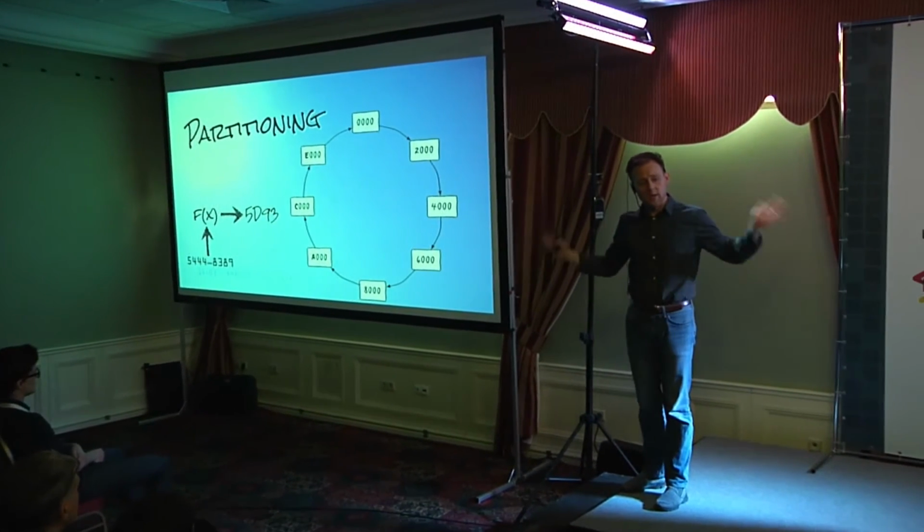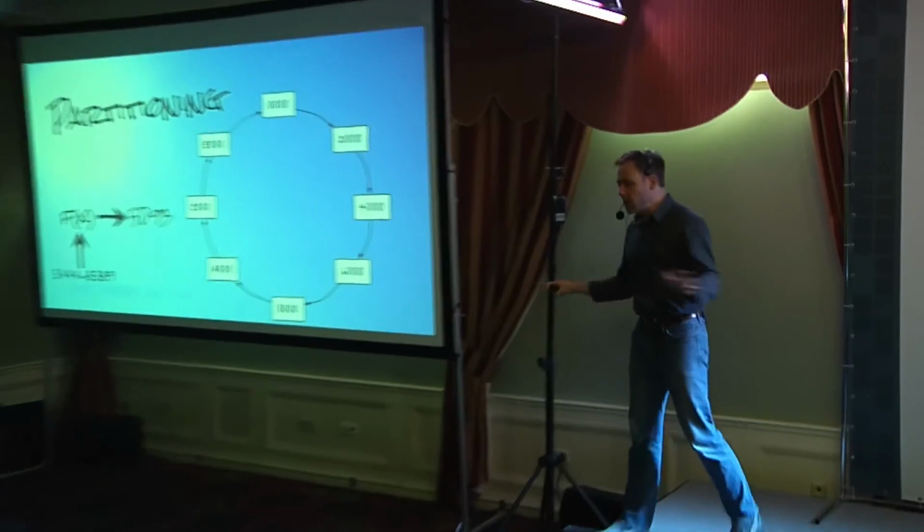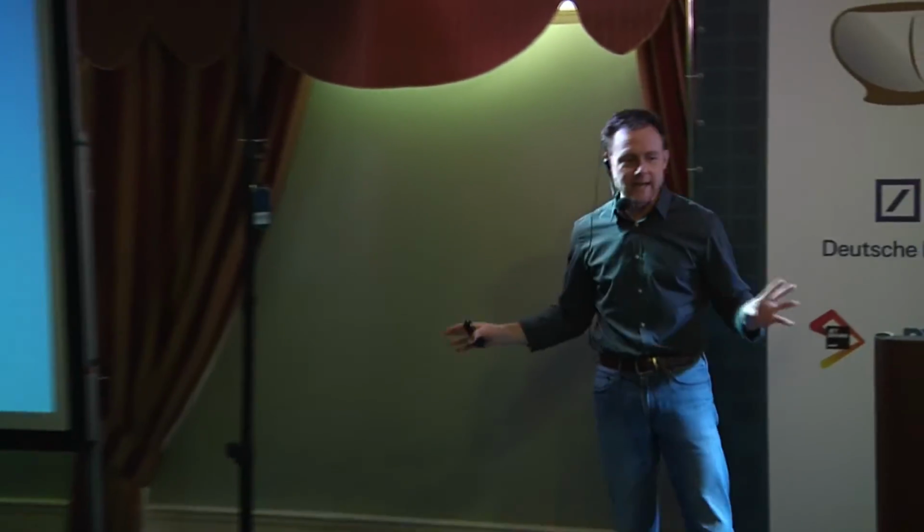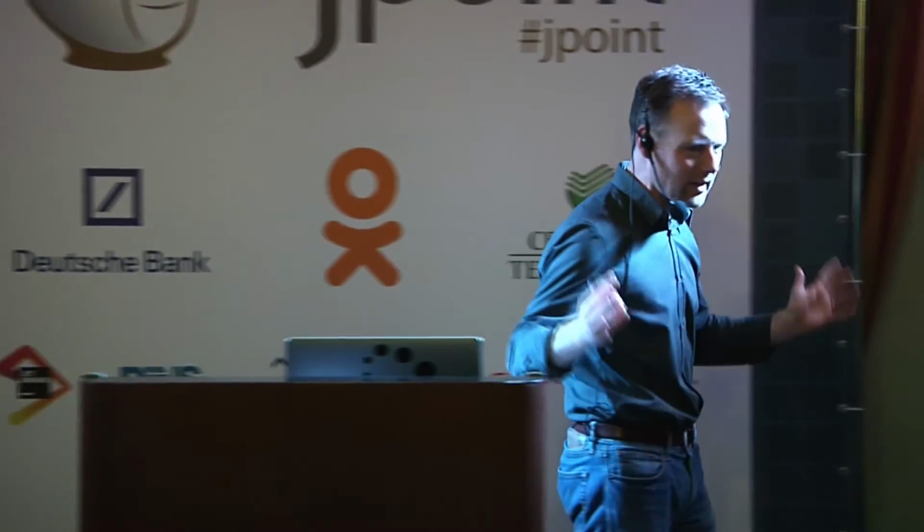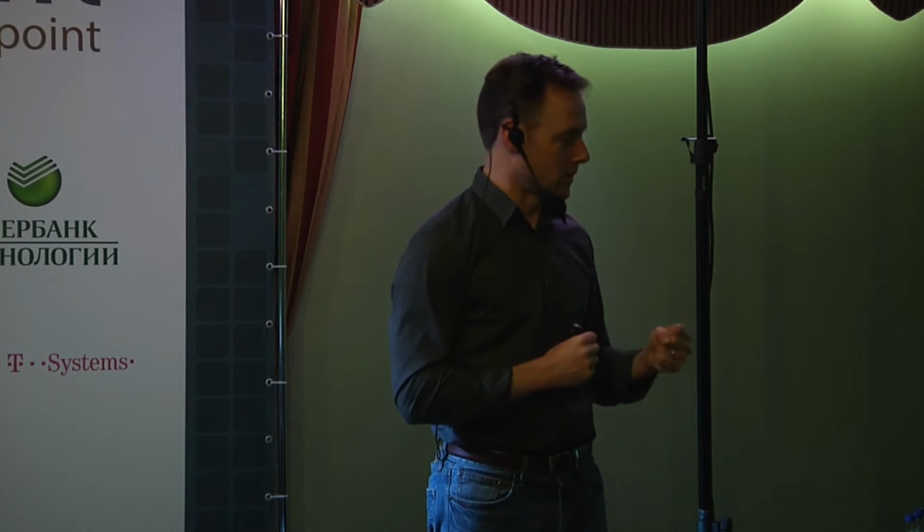This is an 8-node Cassandra cluster. All the nodes are perfectly identical. They're all peers. There's no leader, there's no master, there's no primary, there's no nothing, right? All of them are peers, except each one of them gets a unique token. You see those numbers on there in hexadecimal.